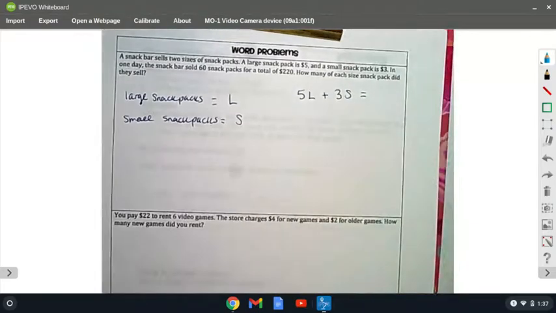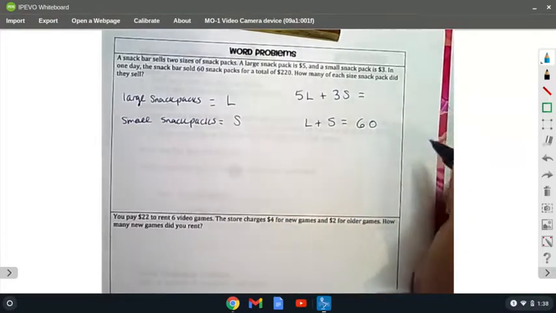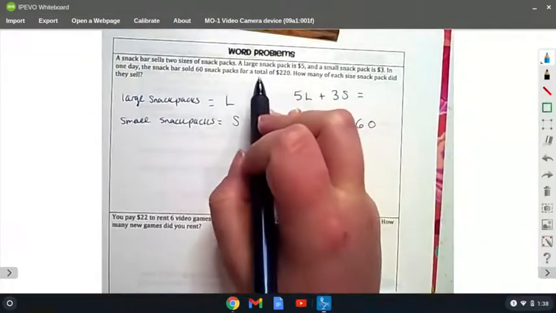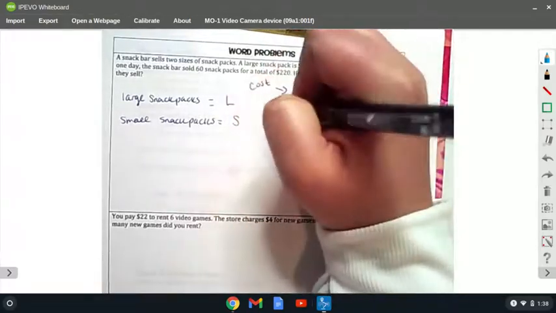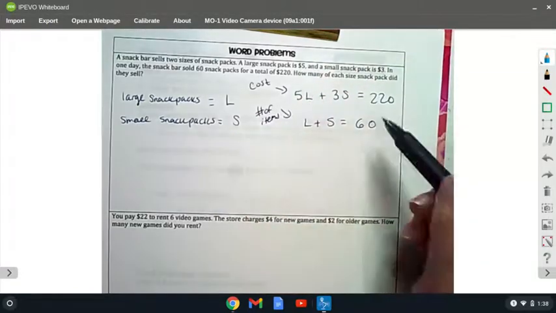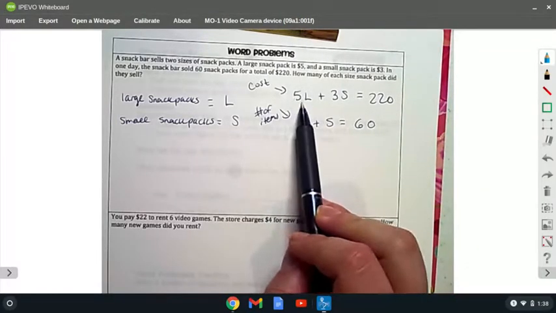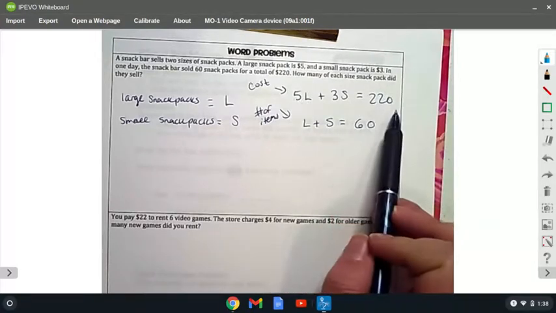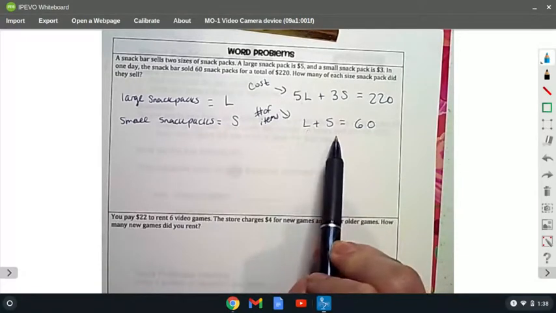In one day, the snack bar sold 60 snack packs, so the large and small together was equal to 60. They sold a certain number of each of them to equal 60. And it cost $220. So this equation right here is price, cost, and this one is number of items. So I have two equations here, and I have my system. $5 per large pack, $3 per small pack, and I should get some total of $220. Based on how many items I sell, I'm selling a certain number of large and small, and they combine to be 60 total.